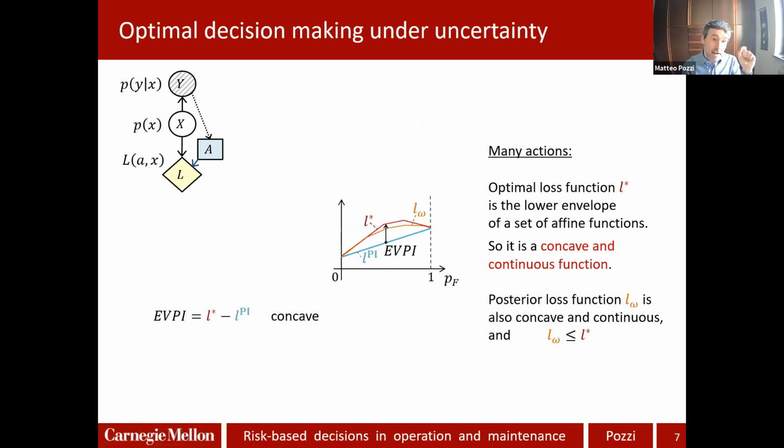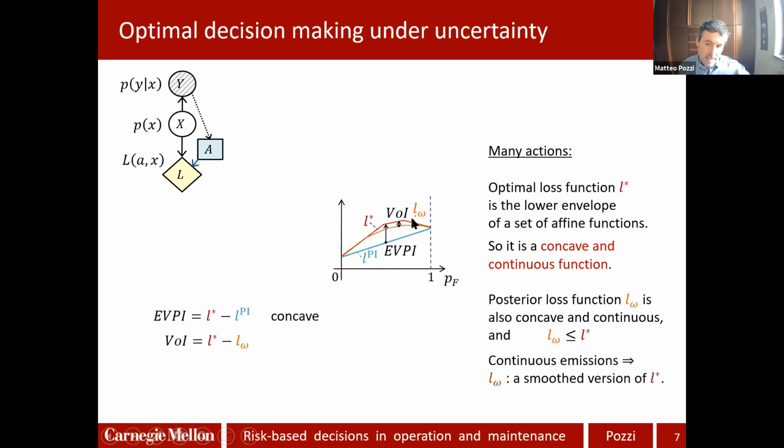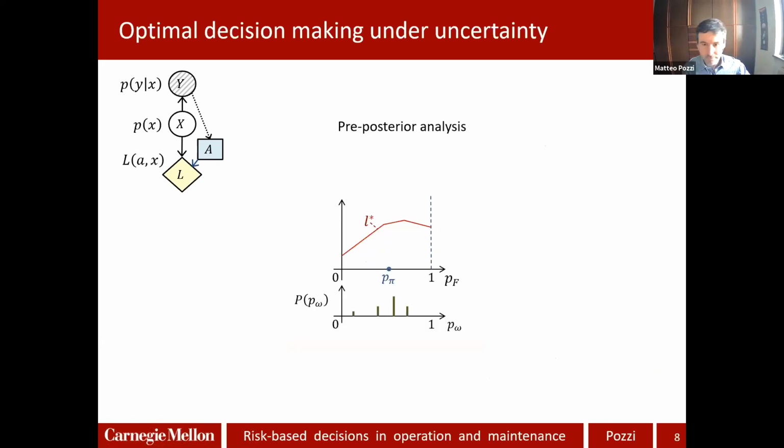So now you can define the expected value of perfect information as the difference between the loss with perfect information and the prior one, and the value of information as the difference between prior and posterior loss. And it's kind of interesting that you can see this posterior loss as a kind of smoothed version, a kind of moving average version of the prior one. It is because when you get information, your belief is changing, and you're kind of taking an average of the prior loss.